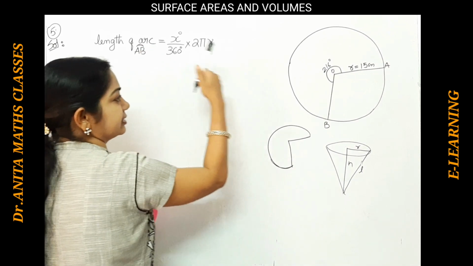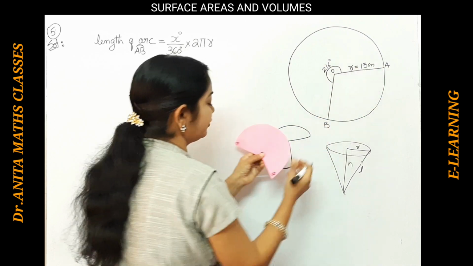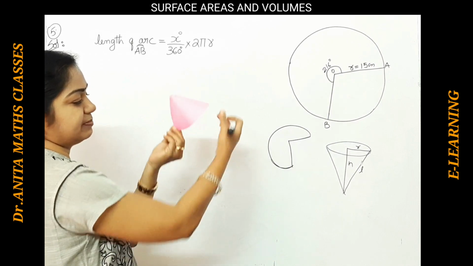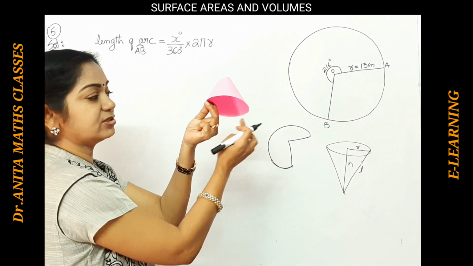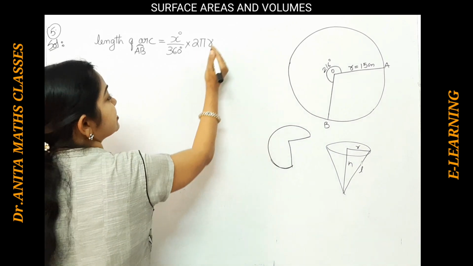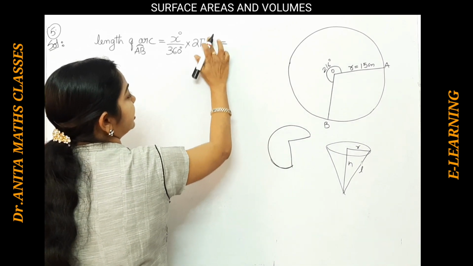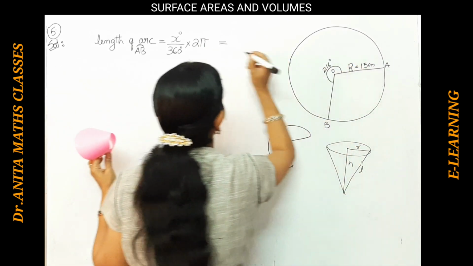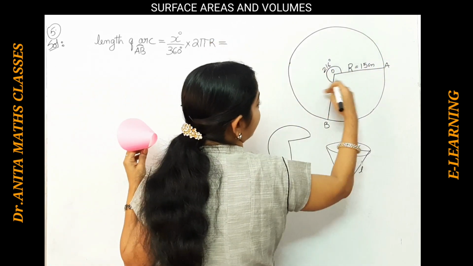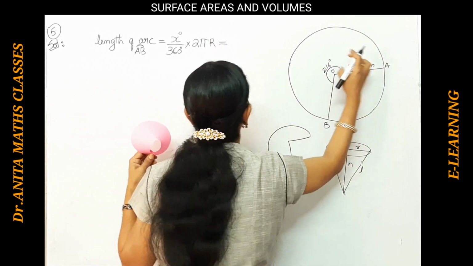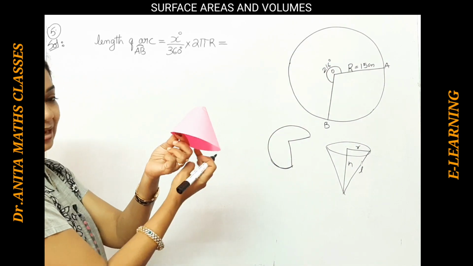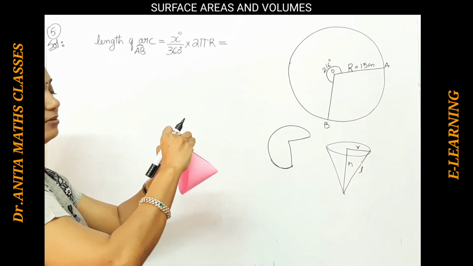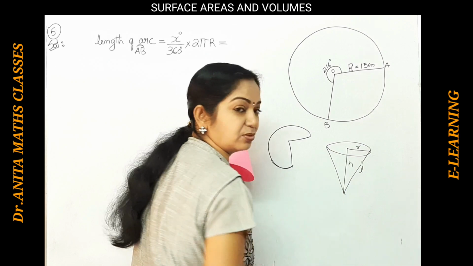So this is given here, this part, and if you join the bounding radii, you get this. The length has become the circumference of the base for the cone. Let me suppose this radius of the circle as capital R. So the length of the arc is x by 360 degrees into 2 pi R. And this length of the arc becomes the circumference of the base of the cone.